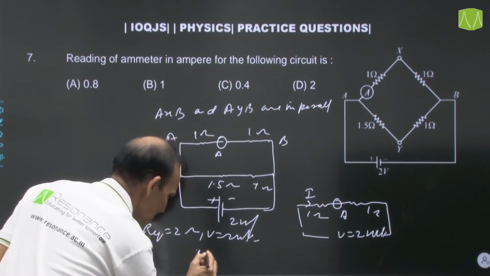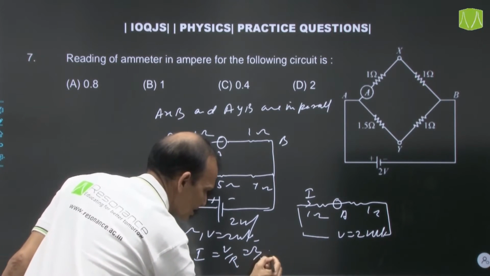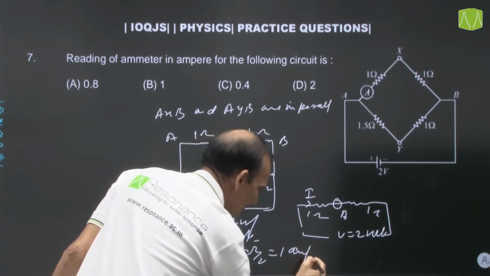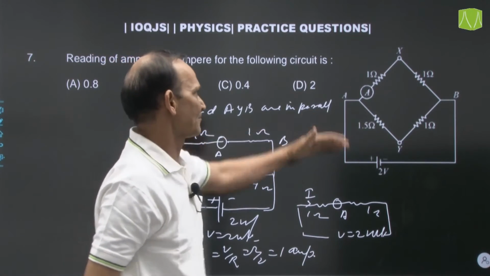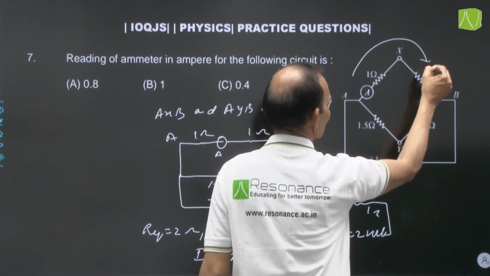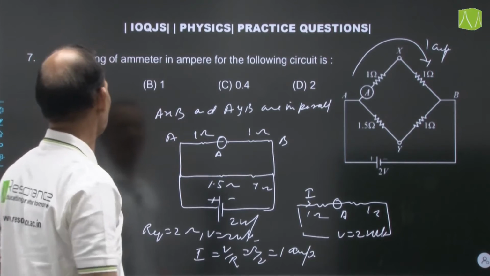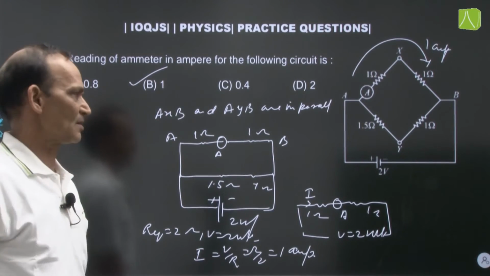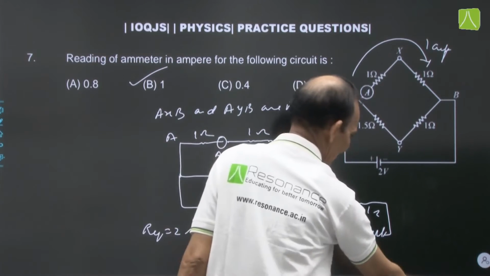I will be equal to V upon R, that is 2 by 2. That is how much? 1 ampere. 1 ampere current will flow through this ammeter. Here will be this current, 1 ampere. So we have to find the reading of the ammeter. It will be 1 ampere. Question number 7 done. Next, question number 8.